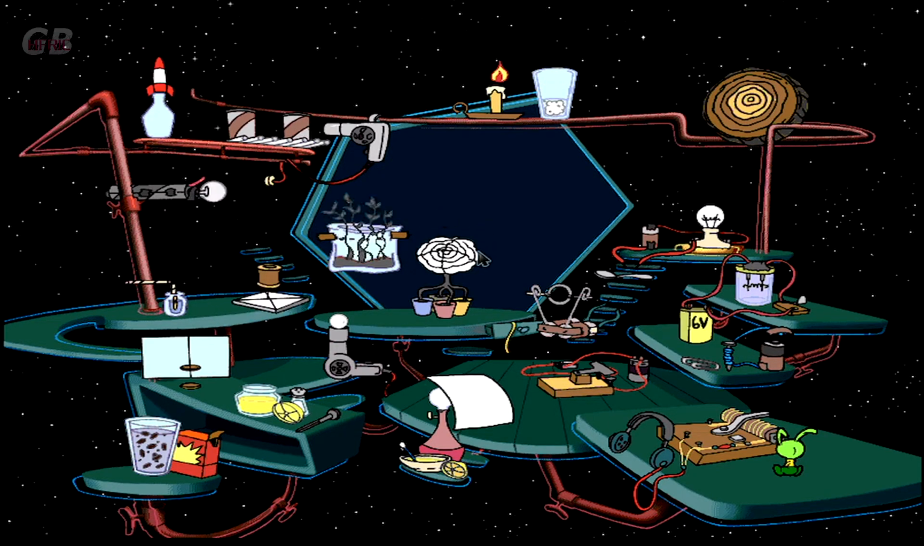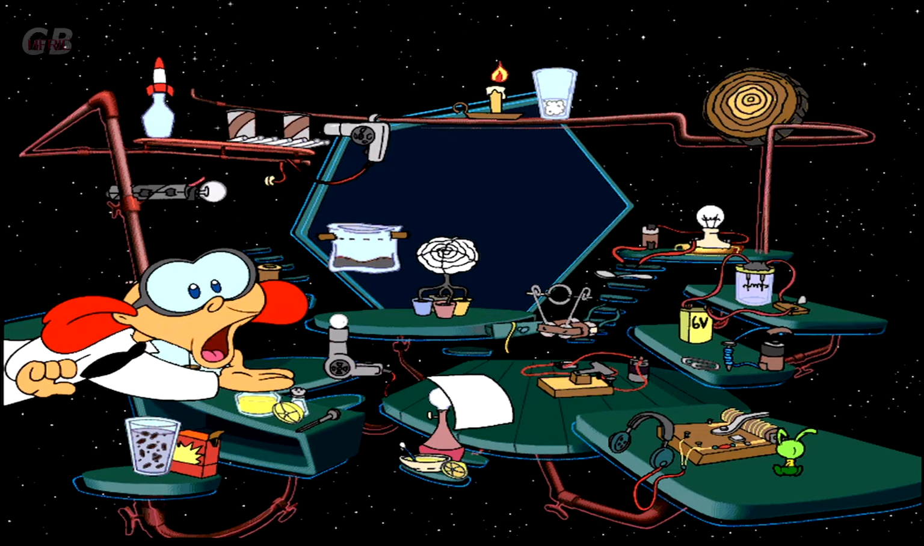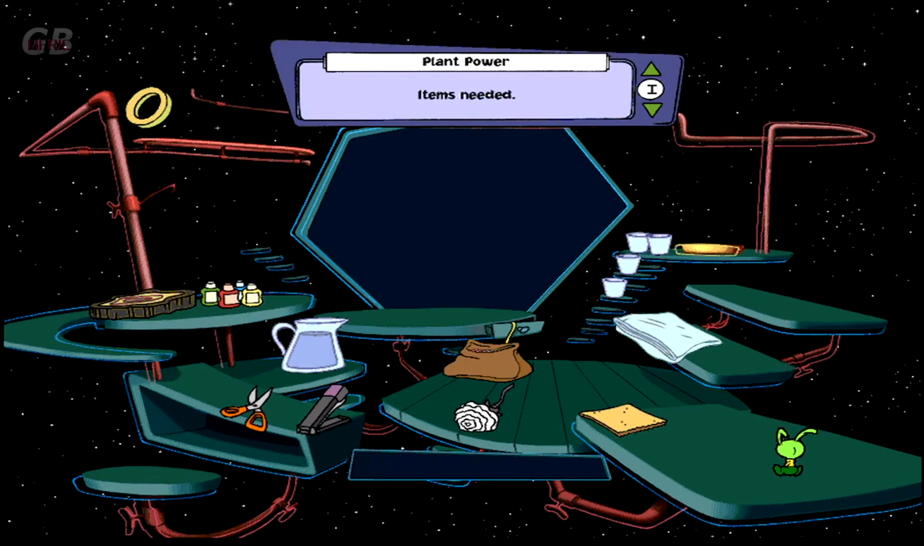Spool and card trick, plant power. Plant power. Very good. I believe you'll get a rise out of this one. You're going to need a long-stemmed white flower, 4 cups, 4 different colors of food dye, scissors, and water. Fill each cup halfway with water.